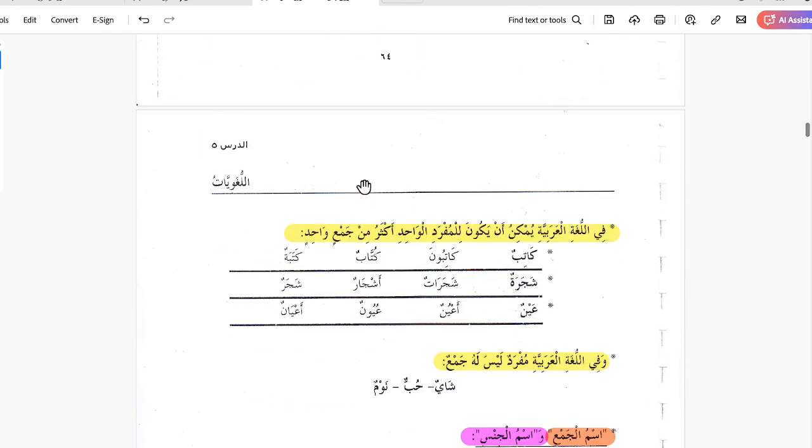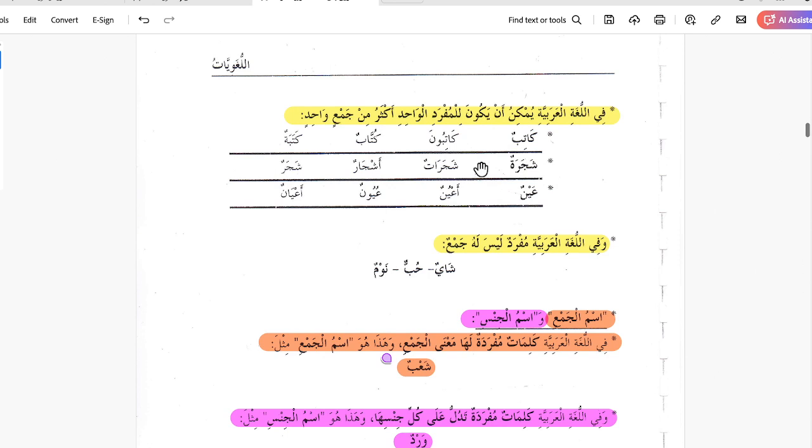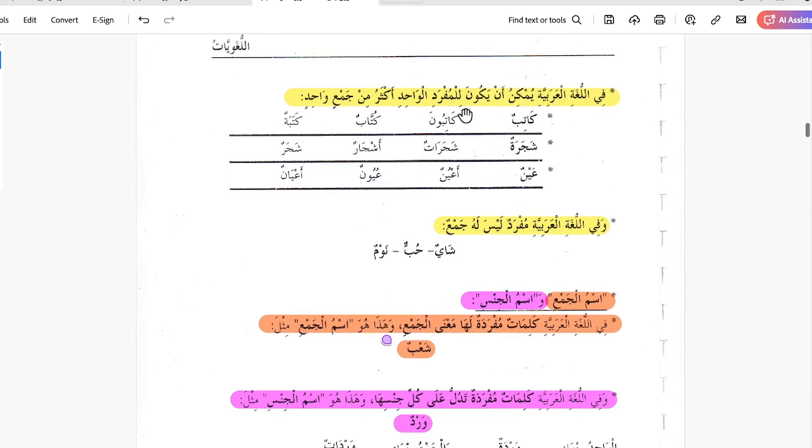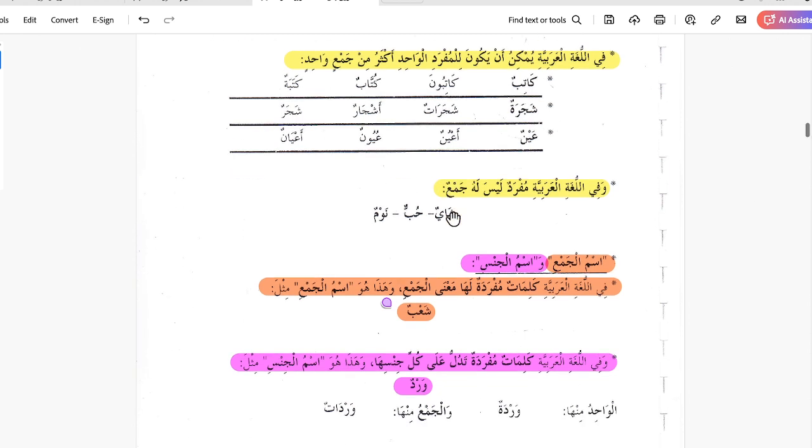So let's see what is left before the exercises. اللغويات في اللغة العربية يمكن أن يكون للمفرد واحد أكثر من جمع واحد. It is possible in the Arabic language that one mufrad has more than one jama. Like in this case, katibun. Katibuna can also be used as a plural. Kutabun can also be used, and katabatun. Similarly, for shajaratun we can use ashjarun or shajarun as a plural. For ainun we can use ayunun or ayanun.